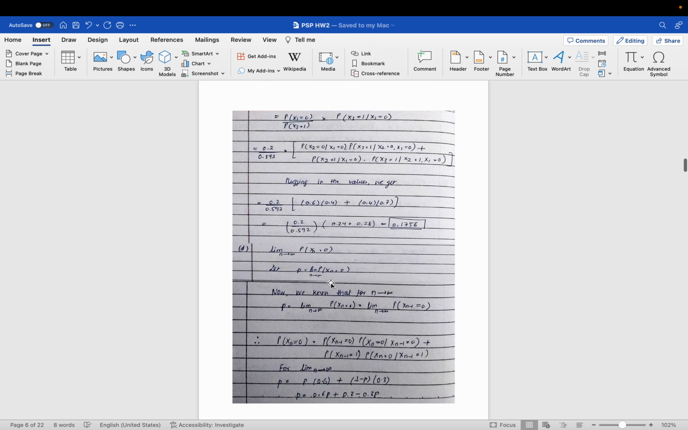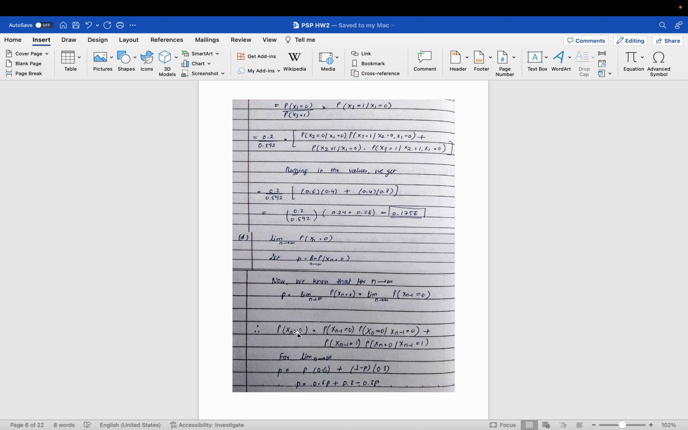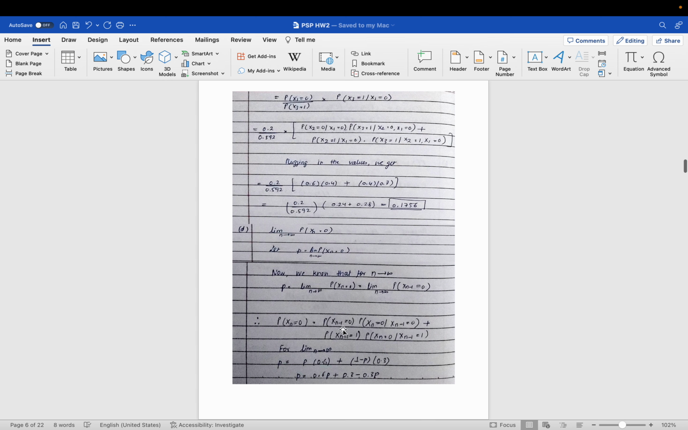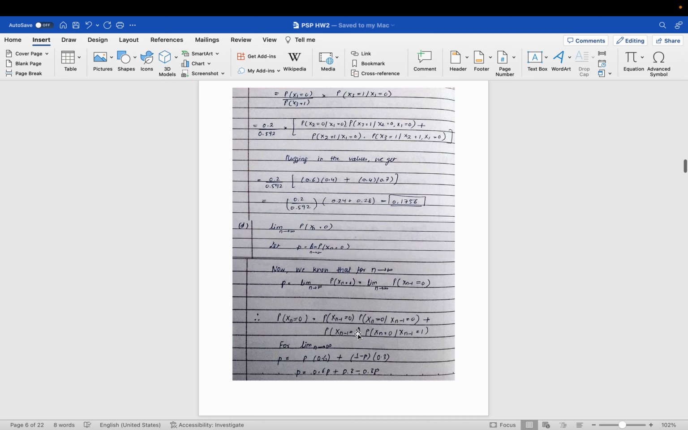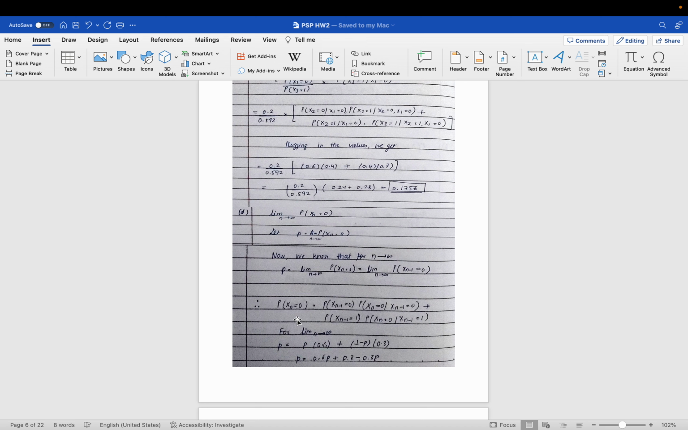For the last part of this question, we have to find the limit as n tends to infinity of probability of xn equals 0. So here we'll consider this probability as p, and since n tends to infinity, the probability of xn equals 0 will be equal to the probability of xn minus 1 equals 0. And we also know that the probability of xn equals 0 can be written as probability of xn minus 1 equals 0 times probability of xn equals 0 given xn minus 1 equals 0, plus probability of xn equals 0 given xn minus 1 equals 1 times the probability that xn minus 1 is equal to 1.